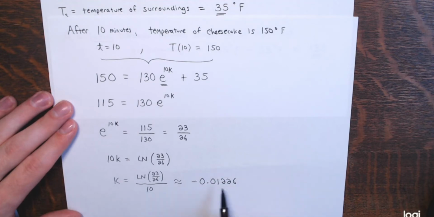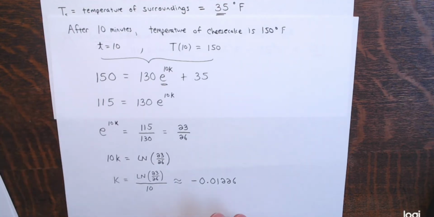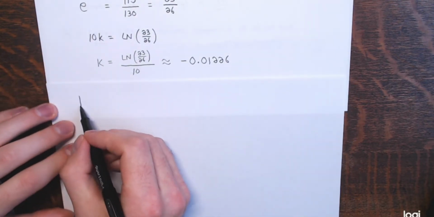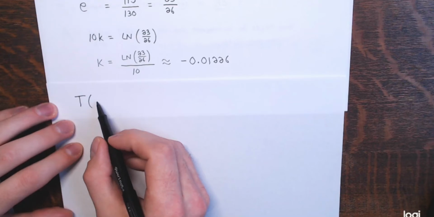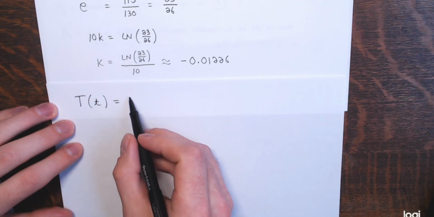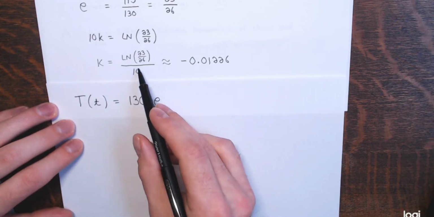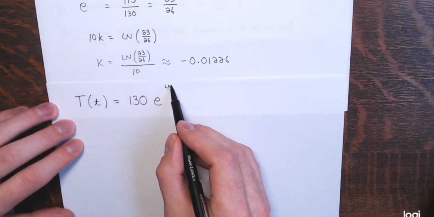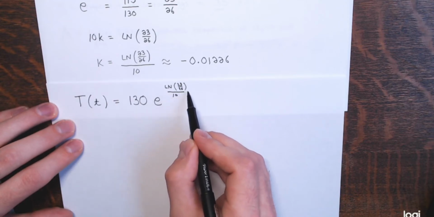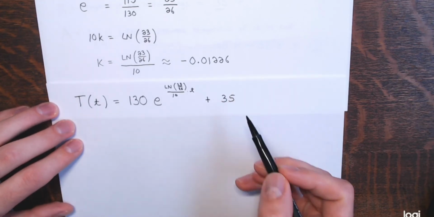Now you don't have to use this. You can use the exact value as well. And I'll show you. So we'll pop all this stuff into the model. So now this model looks like this. The temperature of the cheesecake, while it's in the fridge, after t minutes is equal to A, that initial difference, 130, times e. Now you can use the exact value of k if you want. I write natural log of 23/26 divided by 10, then this times t, and then plus TS, that 35-degree temperature of the surroundings of the fridge.